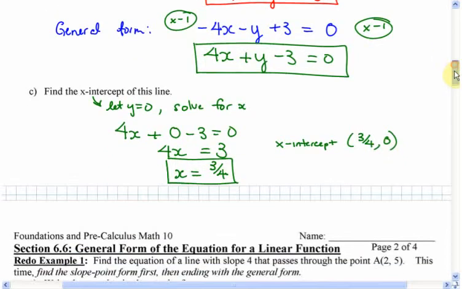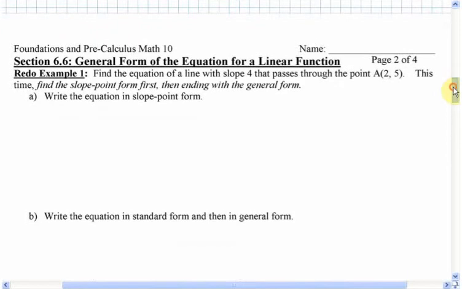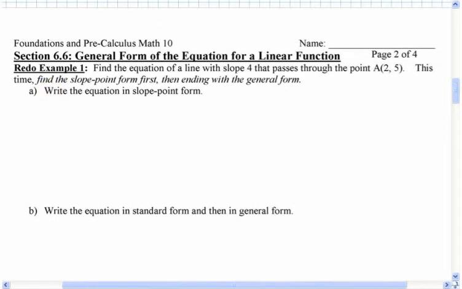So you ready? Let's turn the page. And now I'd like you to do the same question, but this time instead of starting with the slope-intercept form, I'd like you to start with the slope-point form. And that might actually be easier for this question because guess what? They gave you a slope and they gave you a point. So remember, the slope-point form is y minus y1 equals m bracket x minus x1.